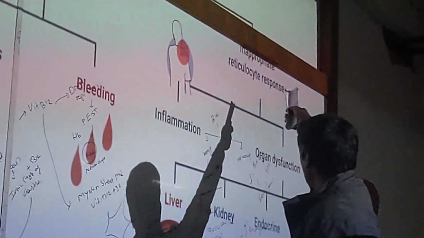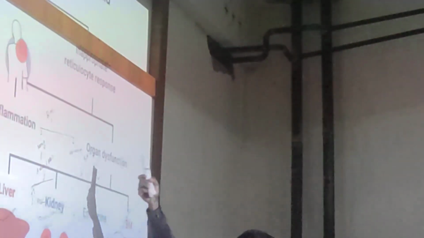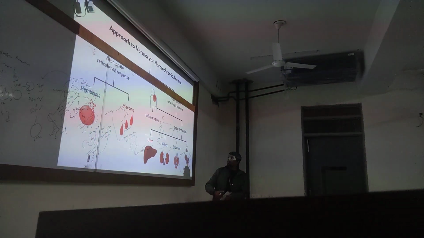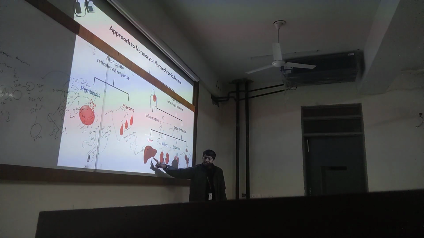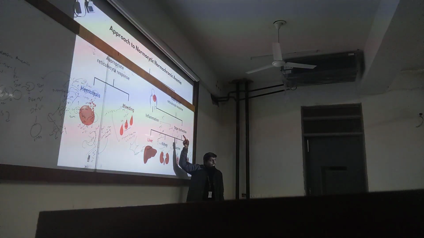Then, inappropriate reticulocyte response. Why are reticulocytes not being produced by the bone marrow? That might be due to liver issues. Maybe the liver is in the third stage or fourth stage. Liver destroyed completely. Or there is a kidney issue. Kidney issue in the sense of erythropoietin. Even if the bone marrow produces cells, they are dependent on erythropoietin. When there is an erythropoietin deficiency, that means a kidney issue, resulting in anemia, a threatening condition.